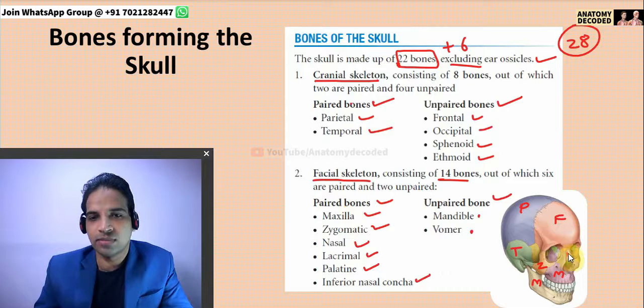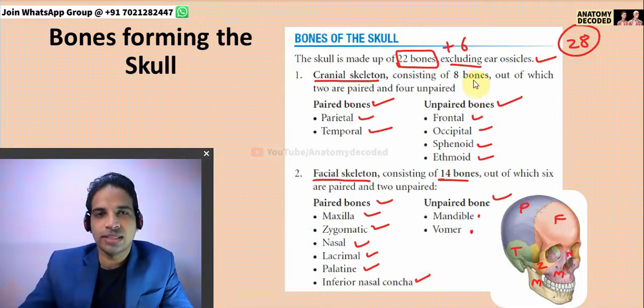Here is the nasal bone. Lacrimal bones and palatine bones are here. Then inferior nasal concha, it's a separate bone in the lateral wall of the nose. So all these are the components of the skull which we should be aware of.